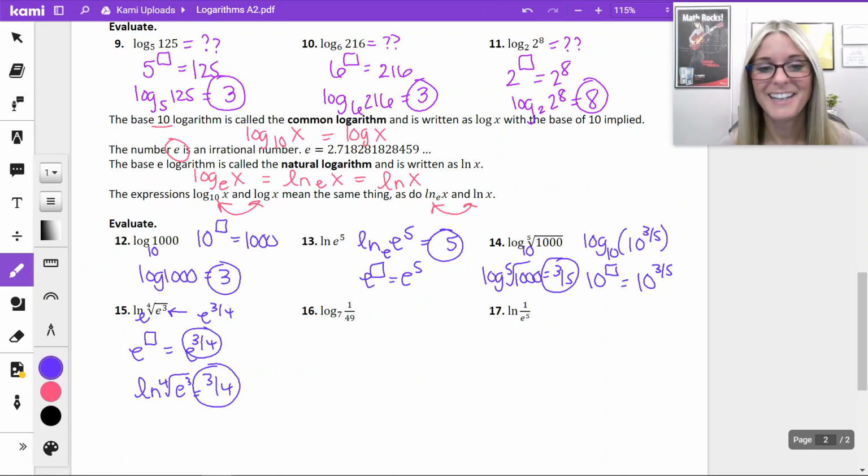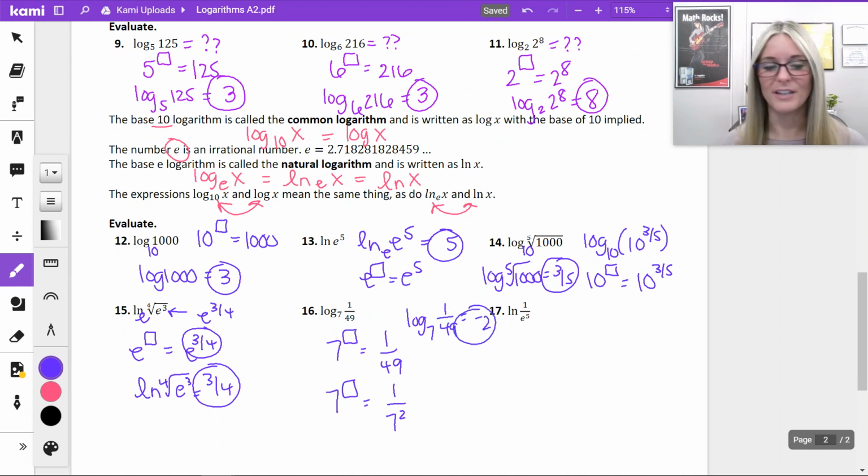Number 16, some more interesting exponent rules. So we have base 7 raised to the what would give us 1/49. If you're very confident in your exponent rules, you might pick up on this one really quick. Everything's been shifted to the denominator, like as though it was equal to 1/7 squared. What moves us into a denominator? A negative exponent. So our final answer is going to be -2. Log base 7, 1/49 is equal to -2.